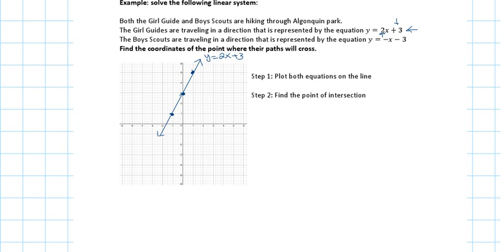Are we okay with this? Now I'm going to have to graph the second line. The second line is y equals negative x minus 3. So where do I start? At negative 3, which is my y-intercept. So it's right here. And then what does the negative 1 stand for for this one? What do I do?